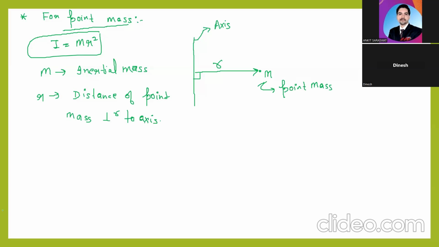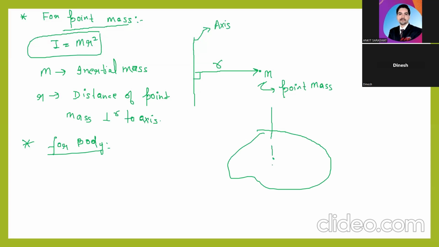Next, for a body. For example, this was for point mass. If I ask what is the moment of inertia of a particular body, meaning a rigid body, for the entire body, then what will you do? For example, this is the body and I'm asking the moment of inertia of this, and this is the axis. You will take a small point mass, this is dm, and its distance from the axis is r. You are not changing the axis. Remember, the axis remains the same.